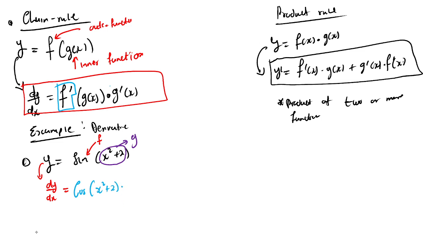The derivative of the outside function, which is what? The derivative of g. And we have our g as what? As x squared plus 2. So the derivative of x squared plus 2 is going to be 2x. And then if we simplify this, we're going to end up with 2x cos of x squared plus 2. This is how we solve using the chain rule.